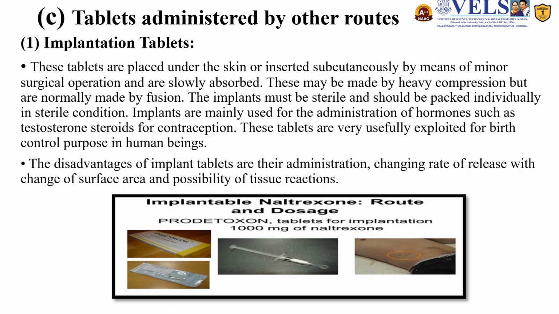Tablets administered by other route. Implantation tablets. These are the tablets meant for minor surgical operation and are slowly absorbed. These may be made by high compression but are normally made by fusion. These tablets are very useful, exploited for birth control in human beings.